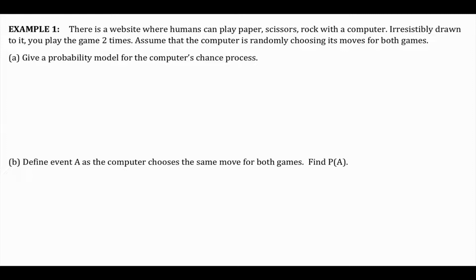So right now what I want you to do is tell me what are the things that could happen. Draw a table. So first thing we're going to do is draw a table. We play the game 2 times, right? What are the things that could happen?